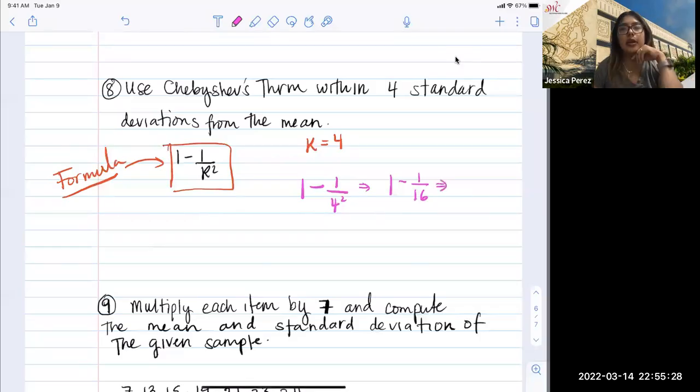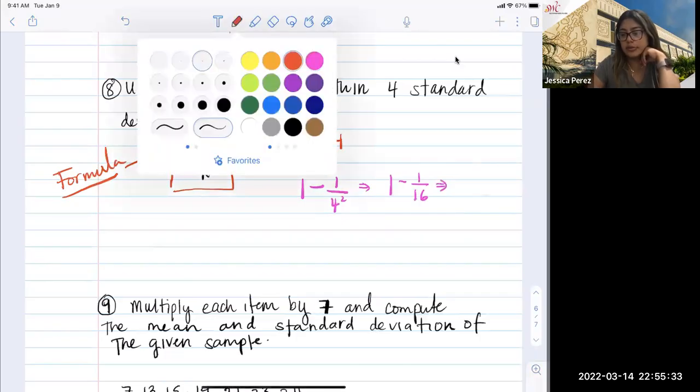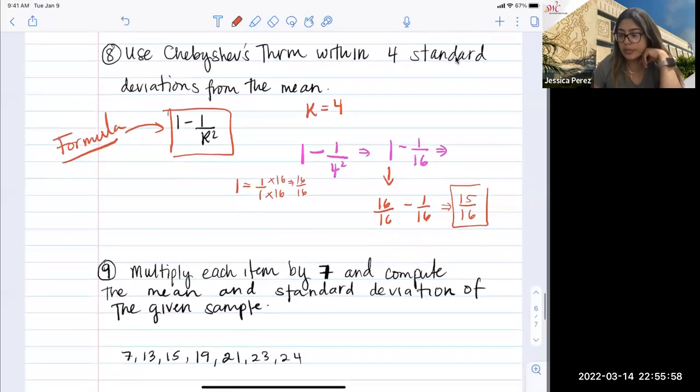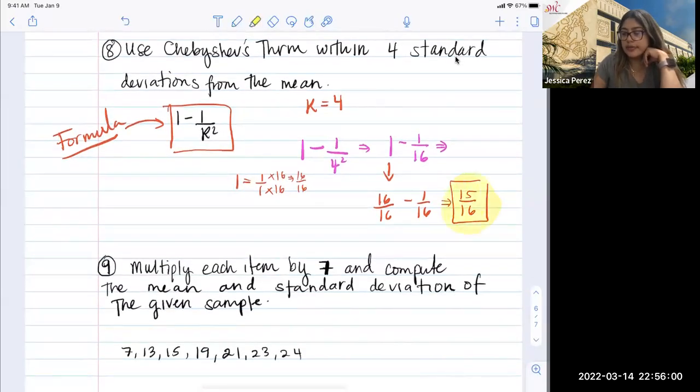This is 1 minus 1 over 16. Be careful here. You have a whole number and you have a fraction. You have to convert the 1 into 16 over 16 minus 1 over 16. How did I get 16 over 16? Well, 1 is the same as 1 over 1. Common denominators, I have to have a 16 to get 16 over 16. Minus 1 over 16, I get 15 over 16. And this is within the standard deviations. 15 over 16 should be your final answer.